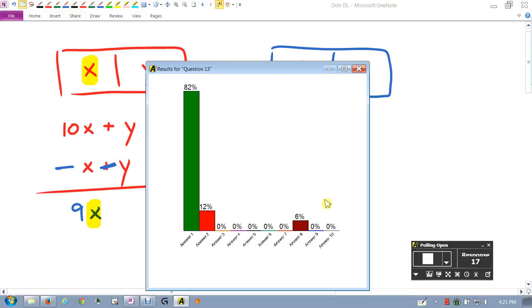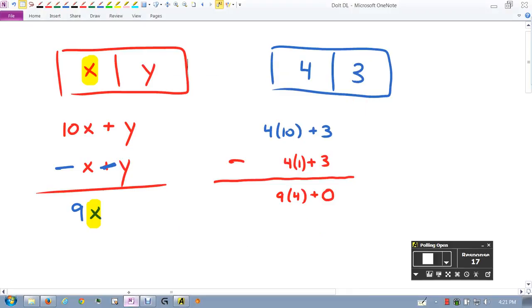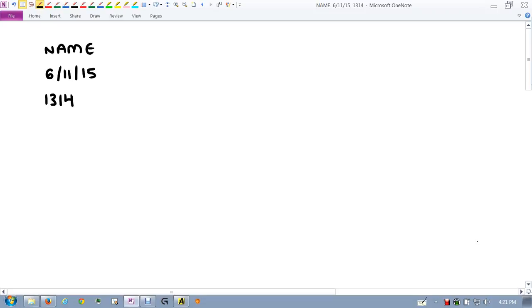All right, so please, on the top, make sure you have your name. Make sure you have today's date, which is 6/11/15. And please put 1314 on here, even though I don't necessarily need that. Just the date. I go by quiz dates.